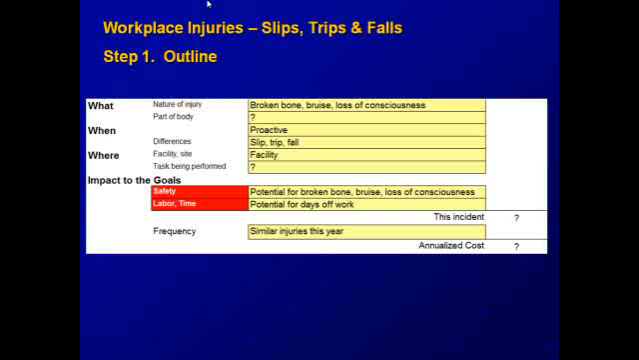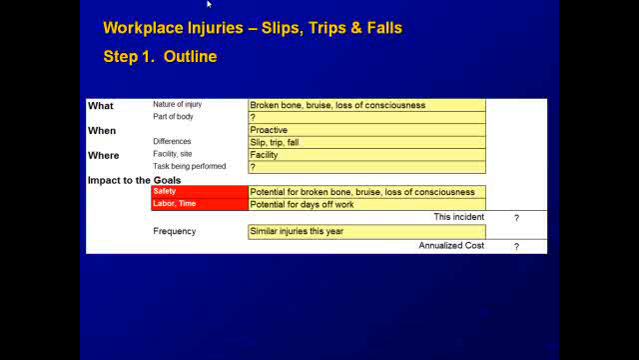With that, we'll move on to our last category of injury, and these are injuries that result from slips, trips, and falls. Generally, the nature of the injury resulting from slips, trips, and falls is broken bones, bruises, and loss of consciousness. It can be to any part of the body, but there's especially the risk of head and back injuries resulting from slips, trips, and falls. This is another proactive map. The difference here is that we will be talking about injuries that do result from slips, trips, and falls.